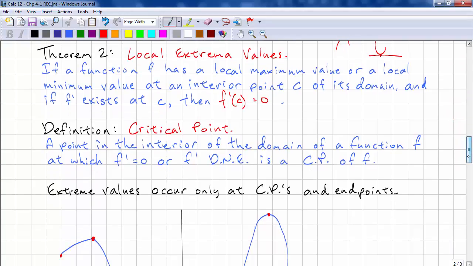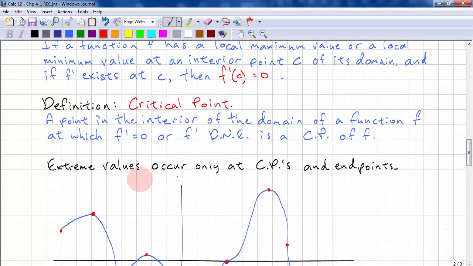And definition of a critical point. A point in the interior of the domain of a function f at which the derivative equals 0 or the derivative does not exist is a critical point of f. And extreme values only occur at critical points and endpoints. Now, that doesn't mean that every critical point or endpoint is necessarily an extreme value.